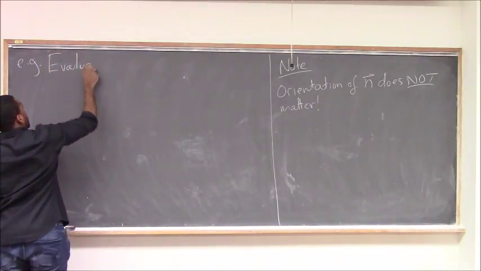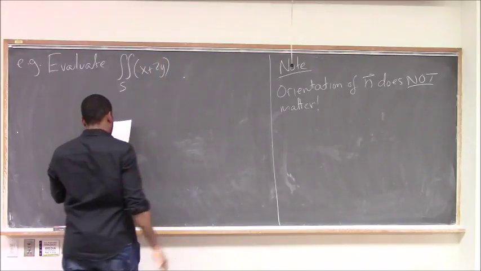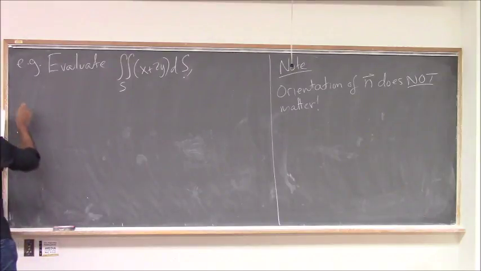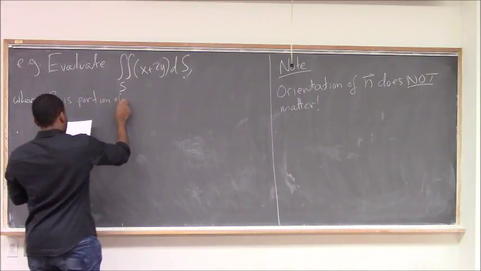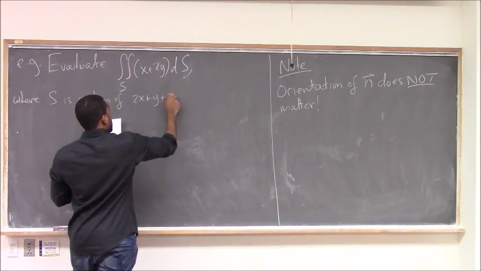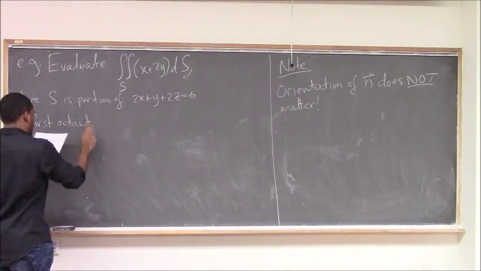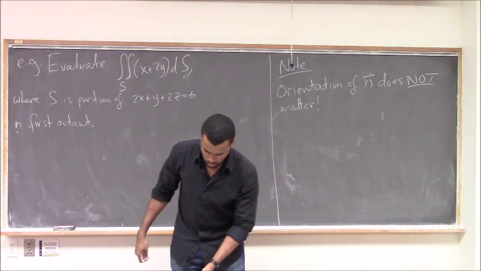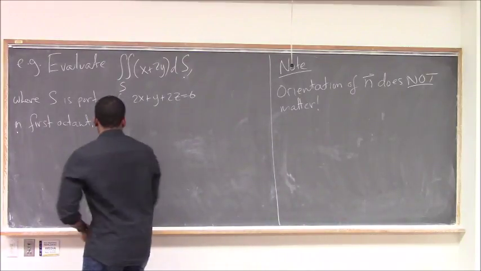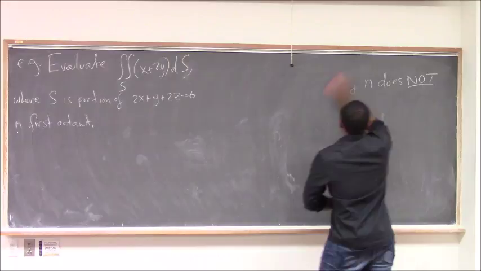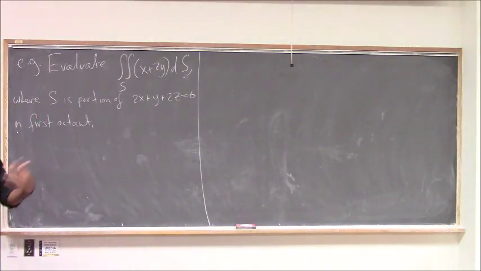Evaluate the double integral over S of x plus 2y dS, where S is the portion of 2x plus y plus 2z equals 6 in the first octant. Okay, go.